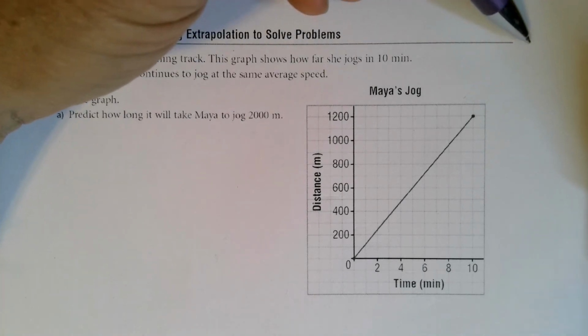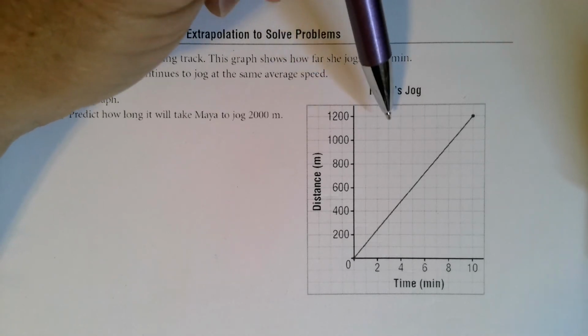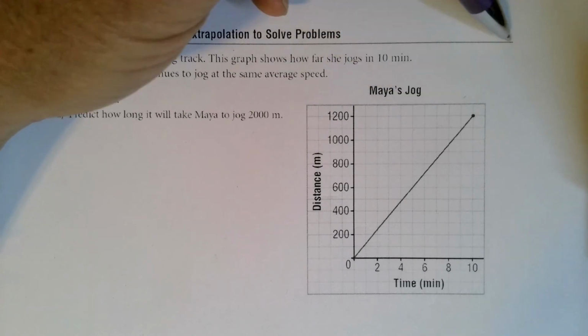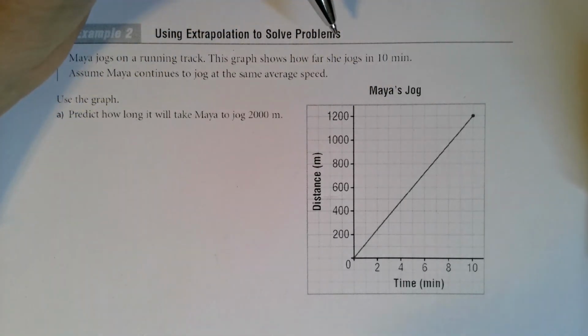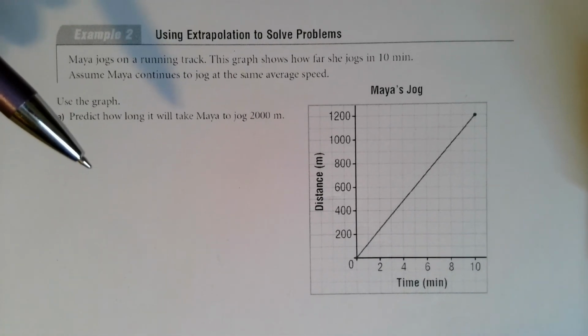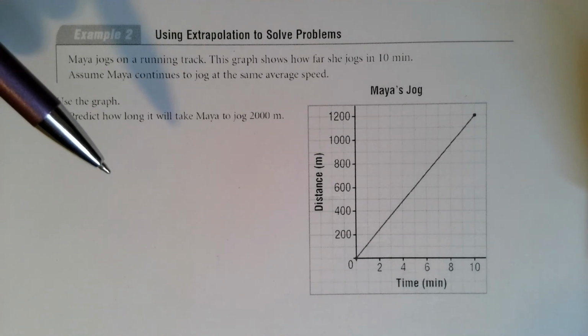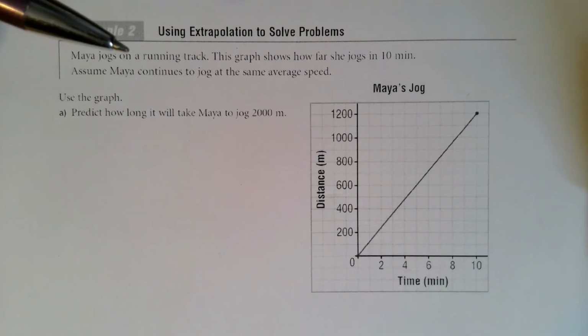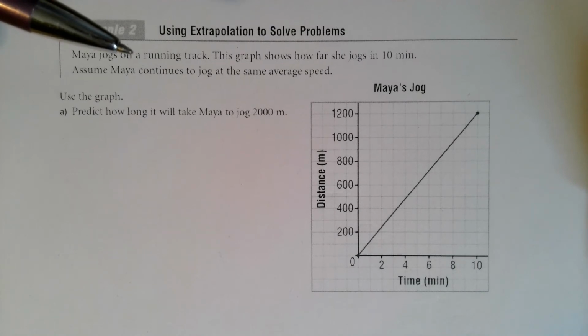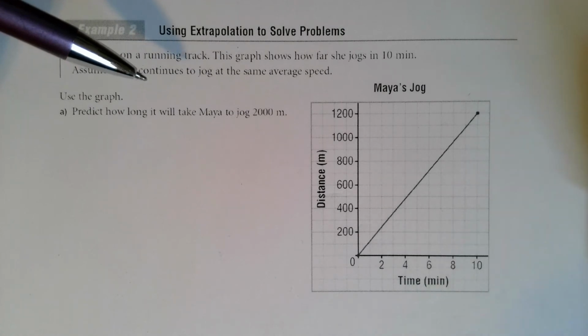So one thing we could do is continue the graph. We could get another set of grid paper and redraw this graph and continue it all the way up to 2,000. I don't think any of us want to do that because it's a lot of work. So what are some other ways we could make some predictions here? Well, one way we could do it is by looking at how long it's going to take Maya to go 1,000 meters, and then we could just double it because we've been told she's a superhuman that jogs at the same average speed no matter what.